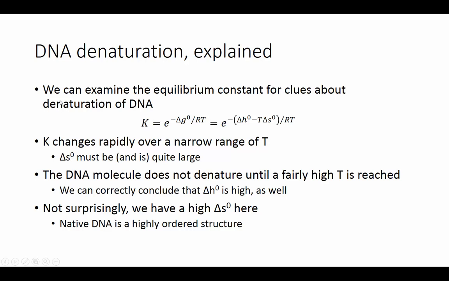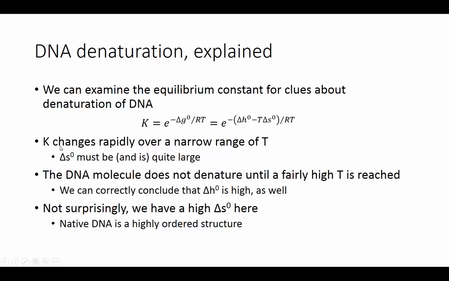And we can think about this in terms of equilibrium constants. So we can examine the equilibrium constants for clues about the denaturation of DNA. So, we look at the normal equilibrium constant equation. We have e to the negative delta G divided by RT. We can change that because we know, our famous Gibbs free energy equation, delta G equals delta H minus T delta S. So we can substitute delta G here for the delta H minus T delta S in this equilibrium constant equation.